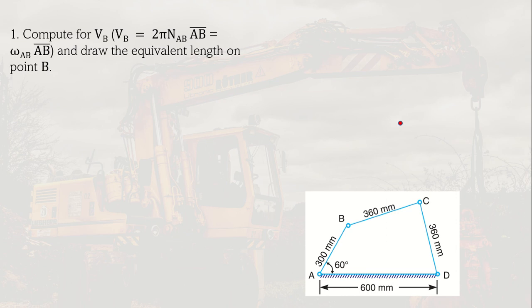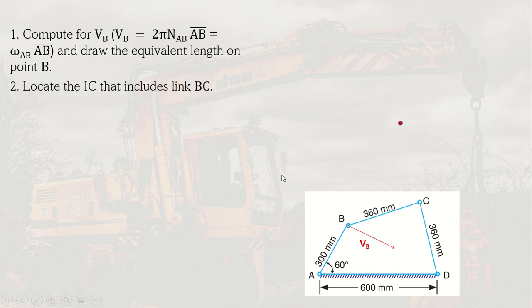To solve the same problem, first you are going to compute for the velocity of B. We're using the formula 2 pi n multiplied by the length of the link AB. So that's 2 pi n r or 2 pi n AB, or that is just equal to omega AB. And draw the equivalent length on the point B, using the velocity scale at point B. Since we know that it's moving clockwise, the direction would be here, and it's perpendicular to AB. So that's the velocity of B.